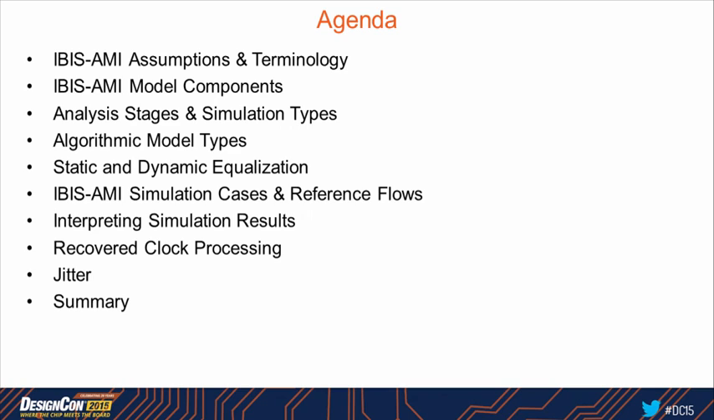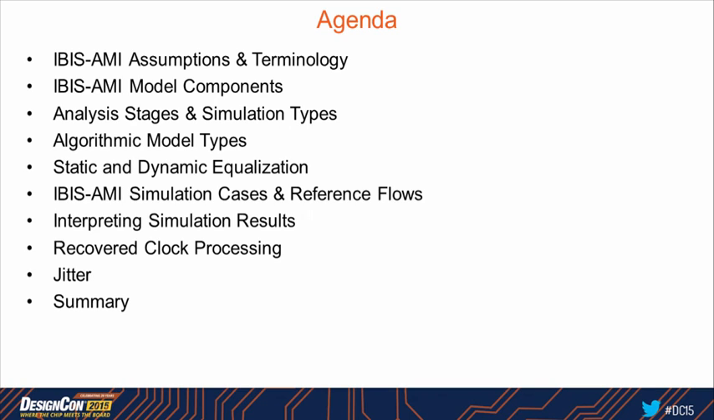So this talk is called Understanding IBIS-AMI Simulations. And what we're going to do here is start out by reviewing some of the fundamental assumptions and terminology behind IBIS-AMI. We'll take a look at how models are put together, the different stages of a simulation and the types of simulations that we can run, and then look at the different classes of algorithmic model and how they affect simulation flows.